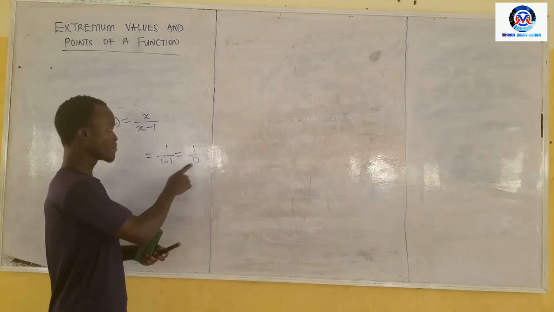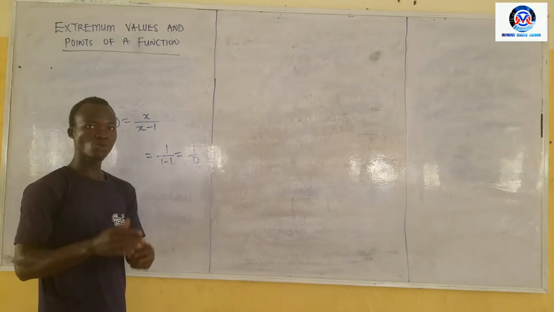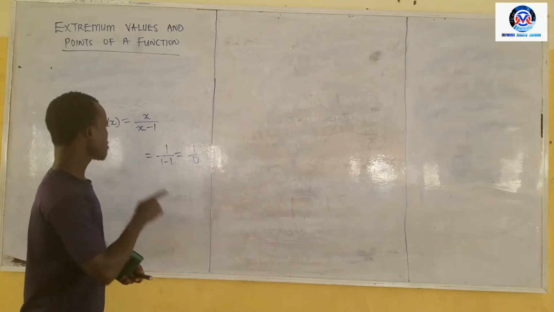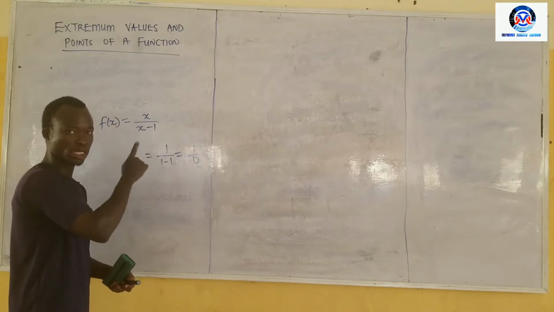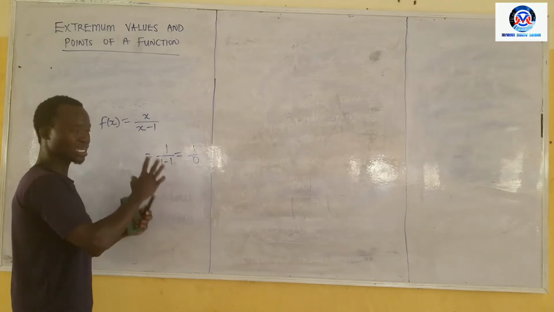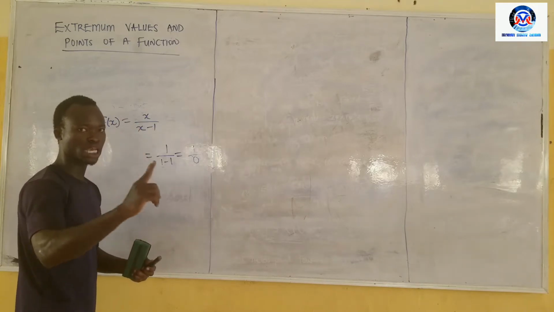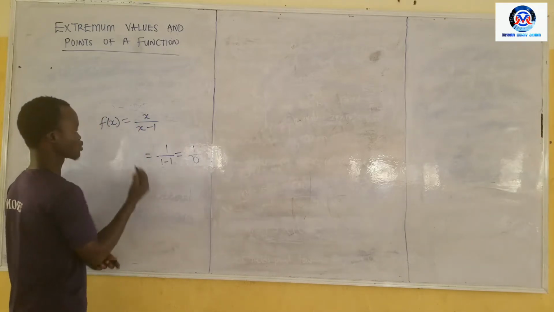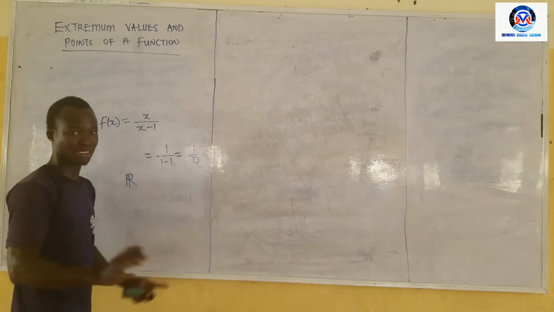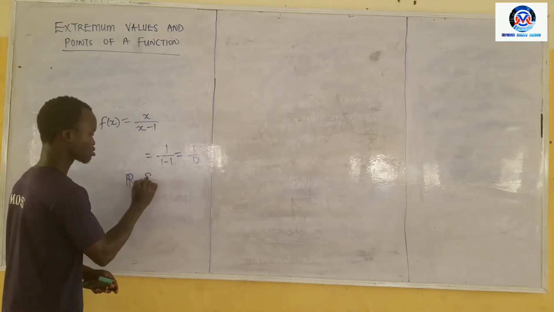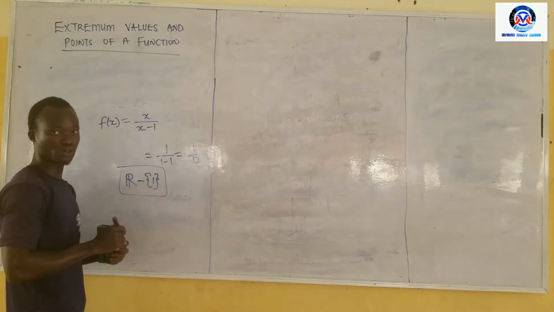So the point that makes this function undefined is the point at which x equals 1. So we must avoid 1. That means this function does not accept 1. So the domain, the set that will satisfy this function as its domain, must not contain 1. The domain of this function is the set of real numbers, that is all numbers except 1. So we write it as this. This is the domain of the function.